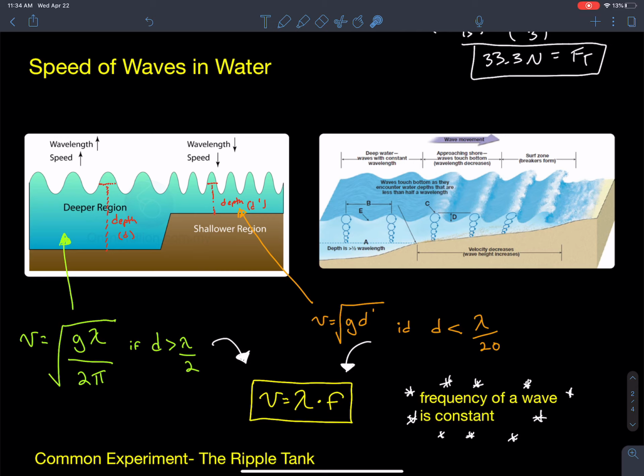So nowhere in there is the depth. It can be 100 meters, 200 meters, 300 meters. That speed is always going to be the same in the deep regions. However, when we get to the shallower regions closer to the shore, we see that the waves start to bunch together. They're very far apart and consistent, but when they get closer to shore, they start to bunch together. And that's because now the equation changes.